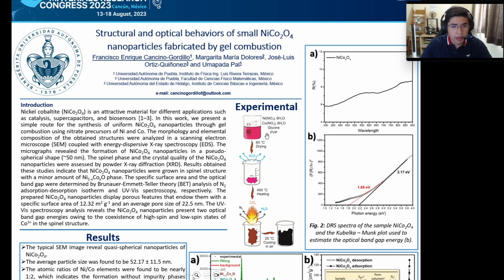First, we prepare the solution with the precursors of nickel and cobalt nitrates dissolved in deionized water. The solution was heated to evaporate the water to form the gel. After that, the gel was steamed at 450 degrees for 6 hours. The solid product was used to characterize by the mentioned techniques.